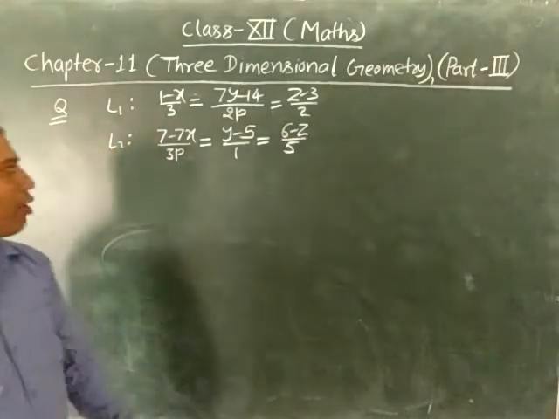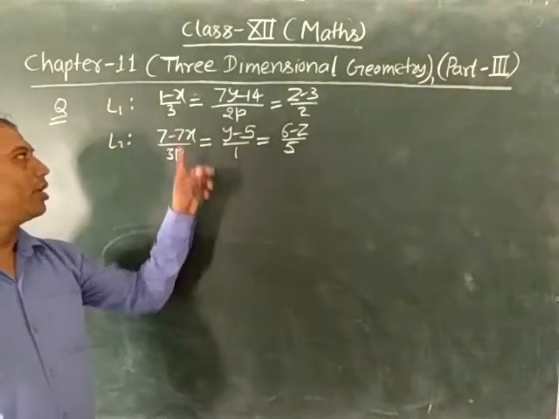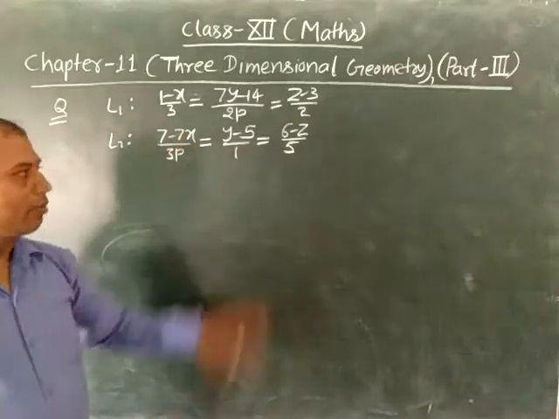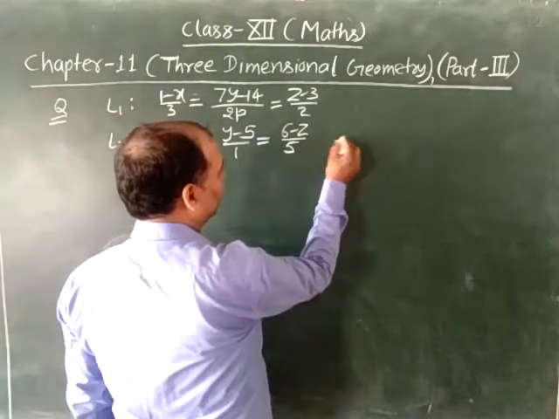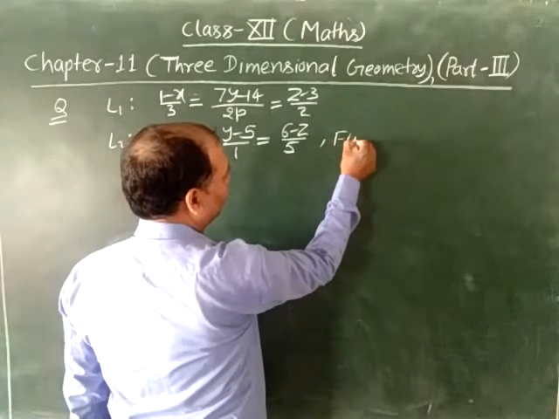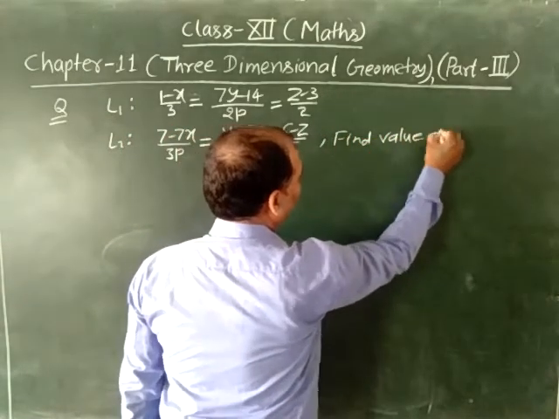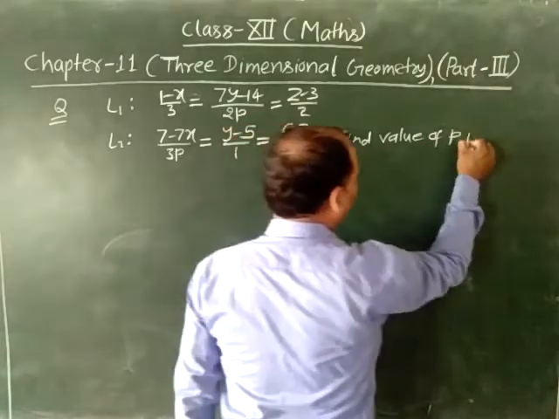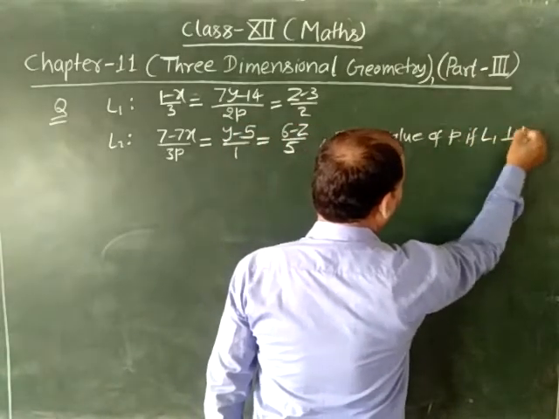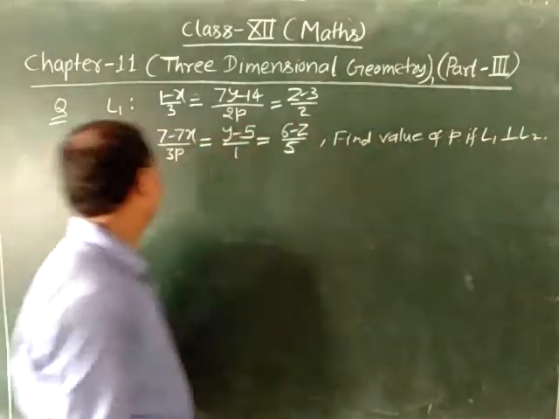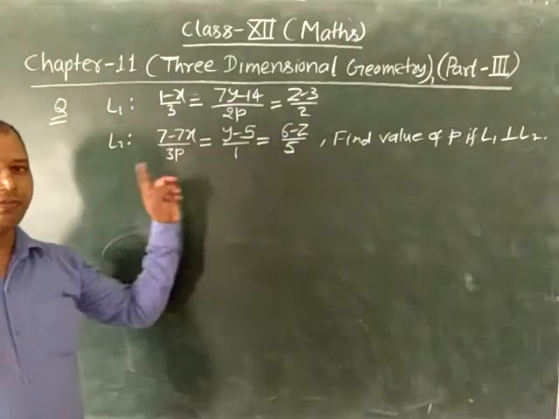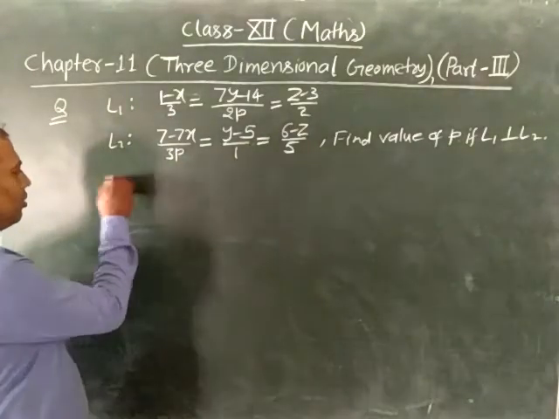and we have to find out the value of p if these two lines are perpendicular. Find the value of p if L1 is perpendicular to L2. These lines are perpendicular, then we have to find out the value of p.